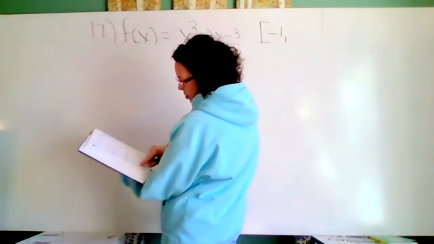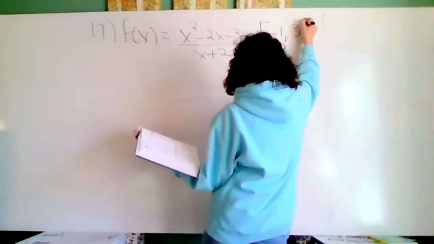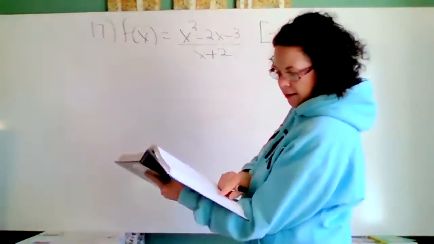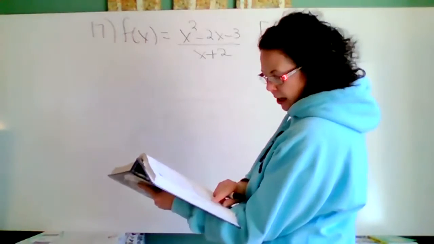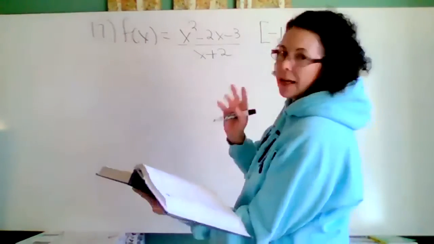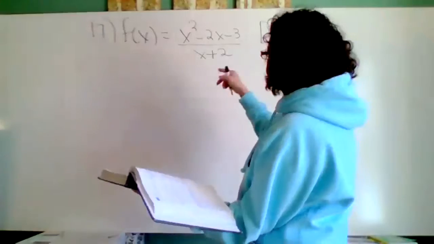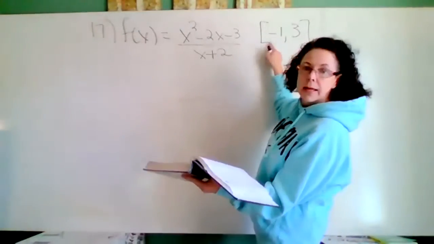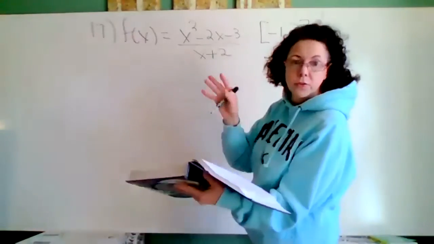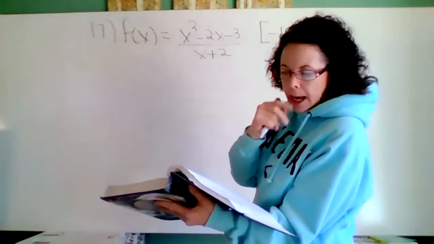Oh, I looked away. -1 to 3. No, I think I'm okay. All right, let me make sure I wrote it right. X squared minus 2x minus 3 over x plus 2, on -1 to 3. Immediately, I haven't even looked at the question, my eyes go here. I'm like, ooh, this is discontinuous at -2. Oh, okay, -2 isn't in this interval. So otherwise it's defined everywhere.